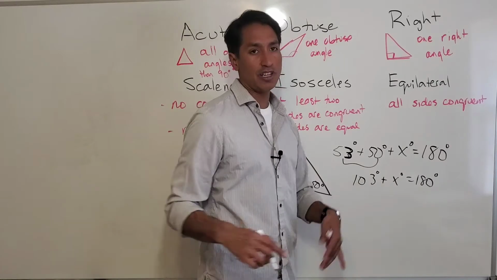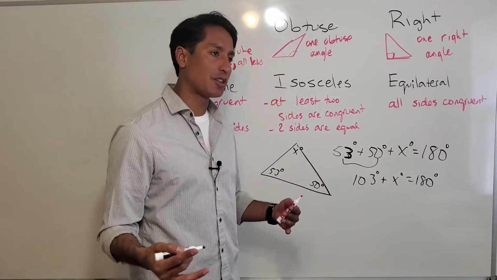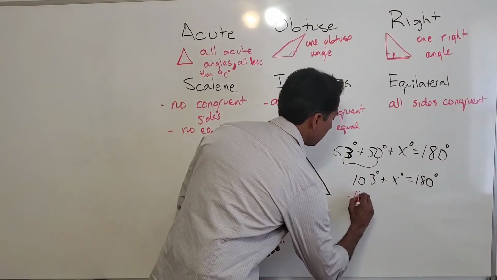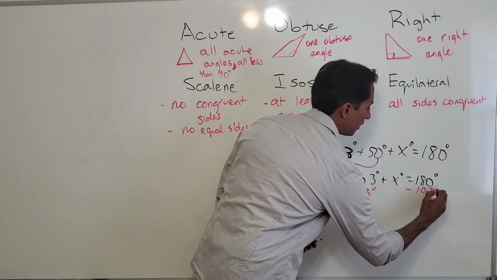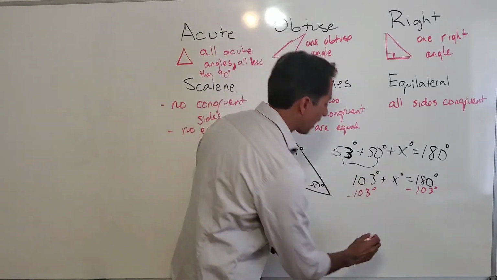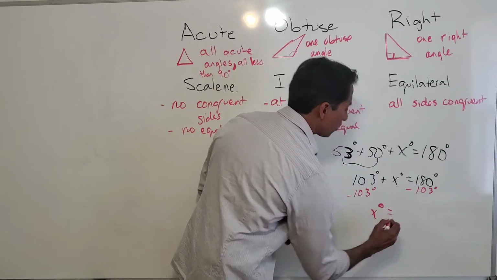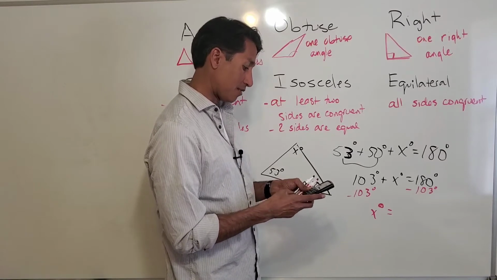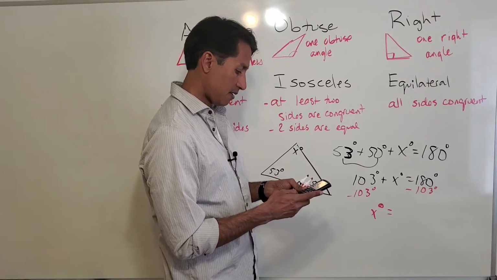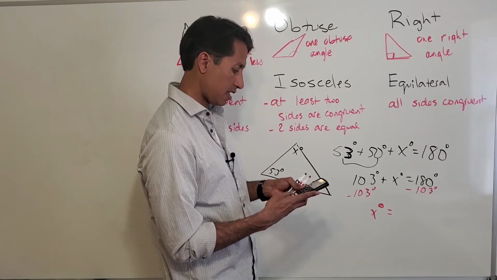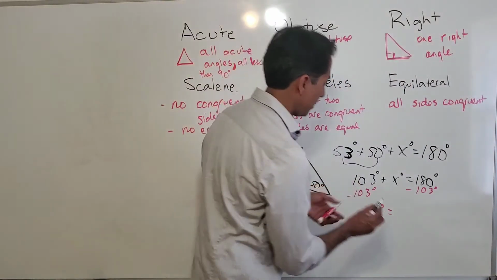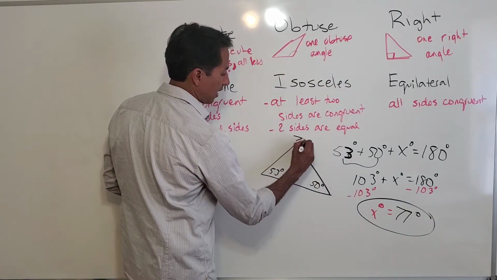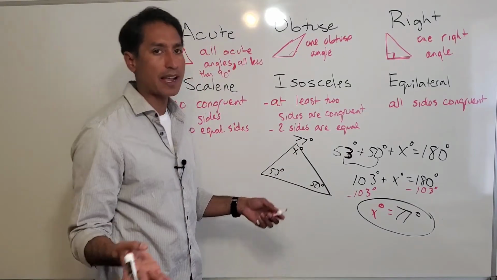So you could eyeball this, which takes forever, or you could do the algebra way, which I always recommend, and isolate the variable, which means we're going to subtract 103 from both sides, right? Because we're adding here, so we do the opposite and subtract. So X degrees equals, and again, use your calculator, if you're allowed to. 180 minus 103 equals 77 degrees. Okay, so I know this guy here is 77, and now I need to label what kind of triangle this is.